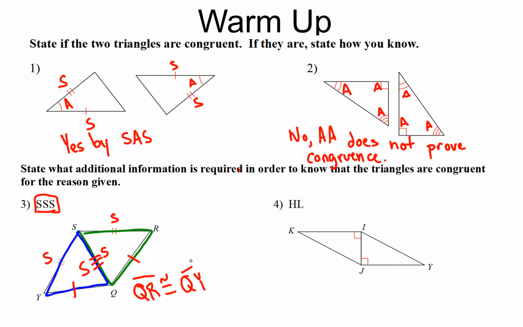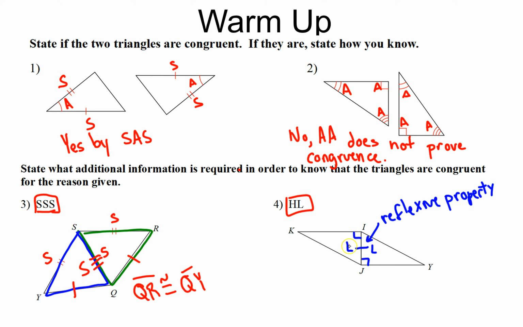Okay, so with this one, we want to prove hypotenuse-leg. To do that, we have to look at, well, what do we already have? We already have a right triangle, and we also have this reflexive property side here. Remember that reflexive property is where a side is shared. So that would be a leg of our right triangle. So now we just need the hypotenuse.